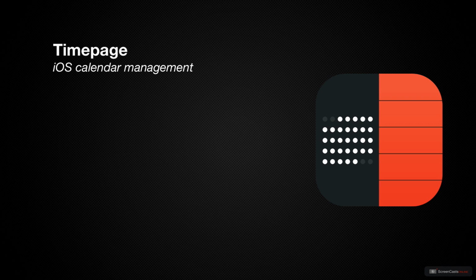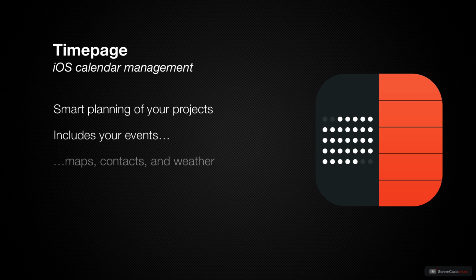Now, Timepage is a smart calendar that makes planning your time and projects smooth and stress-free. It combines your events, your maps, contacts, and even weather into one easy application that works with your existing calendar so that you don't need to set up anything new.